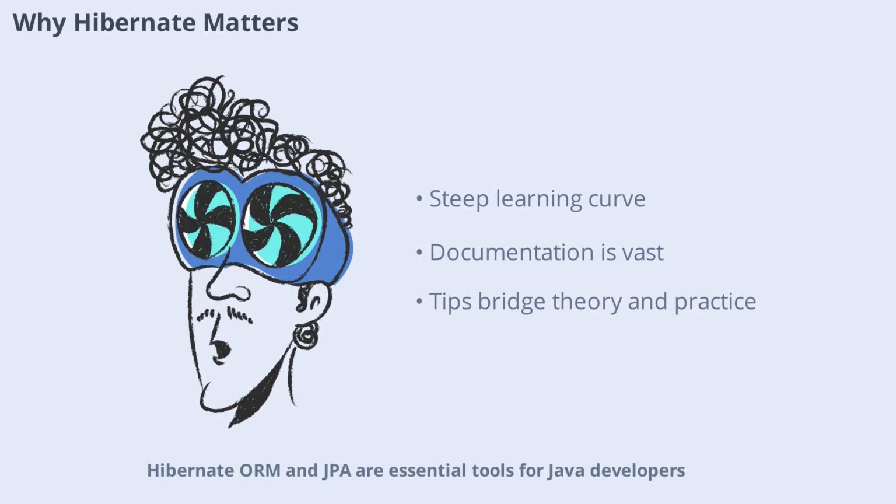Hibernate ORM and JPA are essential tools for Java developers, but they come with a steep learning curve. At first, it might seem easy, just add a few annotations and everything works. However, as you encounter more complex requirements, you'll realize that a deeper understanding is crucial. The documentation is comprehensive, but it can be overwhelming and doesn't always address real-world scenarios directly.